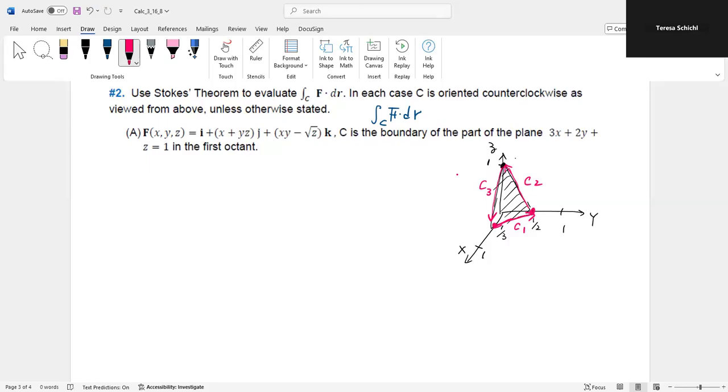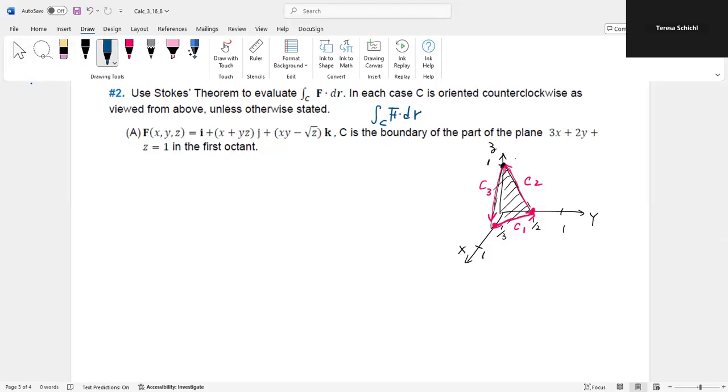That is why I said for this type of problem, maybe instead of using the line integral and doing it 3 times, especially right now, I need to find the parametric equation for C1, for C2, and for C3. So instead of doing that, let's take a look. How do I use the curl to do that?